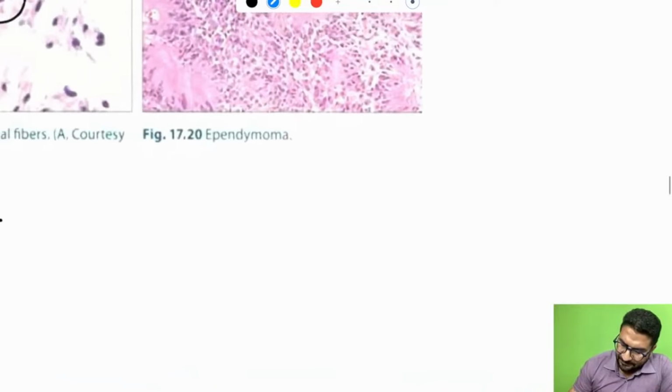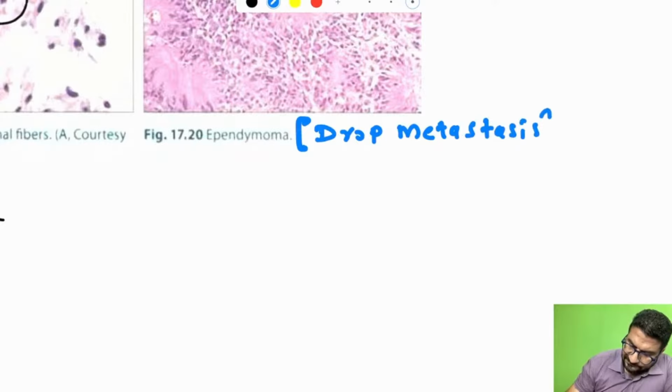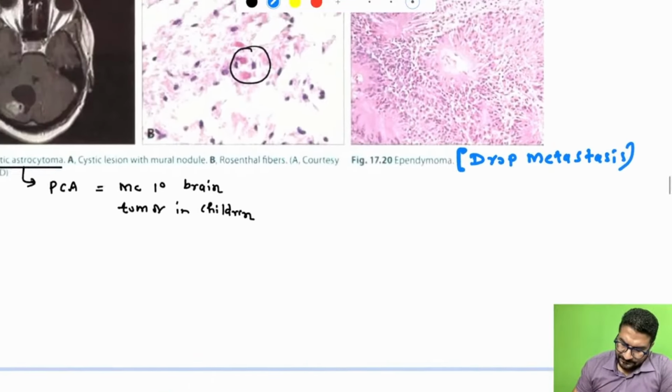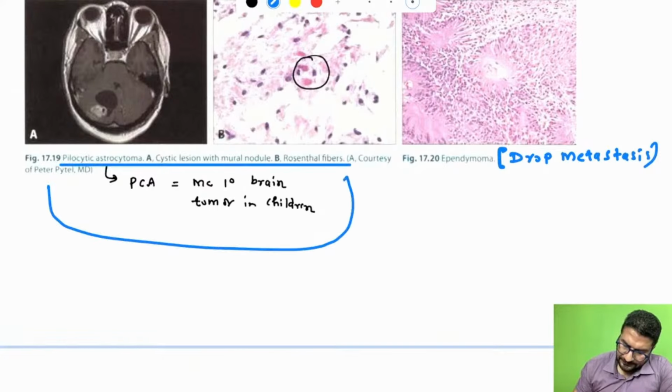Now understand ependymoma, what you have to remember, this tumor will have drop metastasis. Then these Rosenthal fibers and cystic nodules, these are all seen where? These are all seen in astrocytoma. And PCA is a type of astrocytoma.